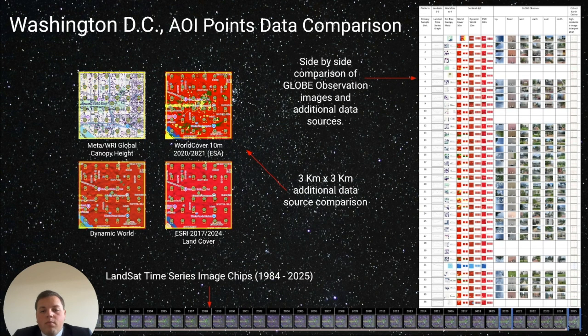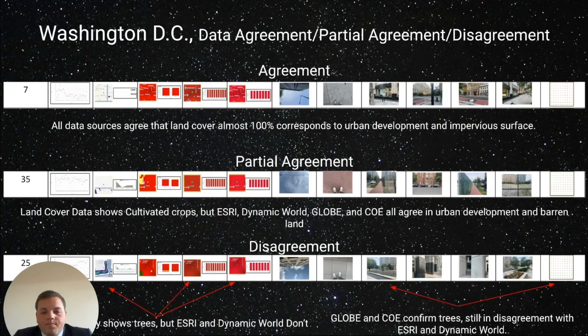Washington, D.C. AOI points and data comparison is what we have imaged here. On the right side, we have all of our side by side data comparisons, including GLOBE observations and the additional data sources. On the left side, we have our entire AOIs mapped on top of the additional data sources to compare each of their resolutions. And then running along the bottom, we have the Landsat time series image chips, which give us information on how greenery in the city has changed across the years 1984 and 2025.